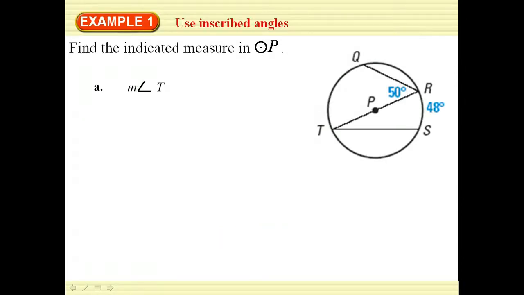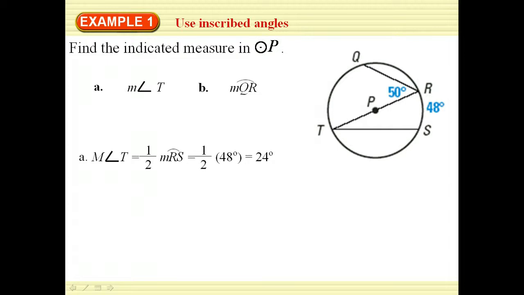Find the indicated measure in circle P. I want angle T. Since the angle itself is half of the intercepted arc, angle T will be half of 48, which is 24 degrees.